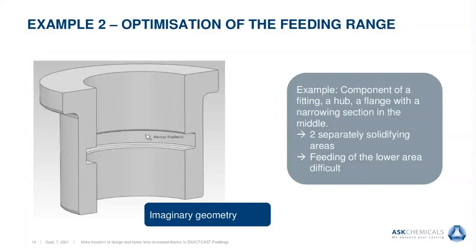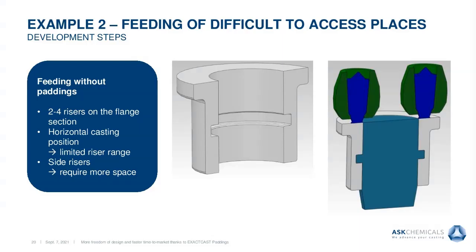So in that case, we start with a fitting, a hub, a flange, whatever. It's a geometry which is also not very rare in the foundry business, and especially here we have a narrowing section which will part the solidification into an upper part and a lower part. And this narrowed section will freeze in a very early stage during the solidification process. So we will have big issues feeding this part through the wall without a padding.